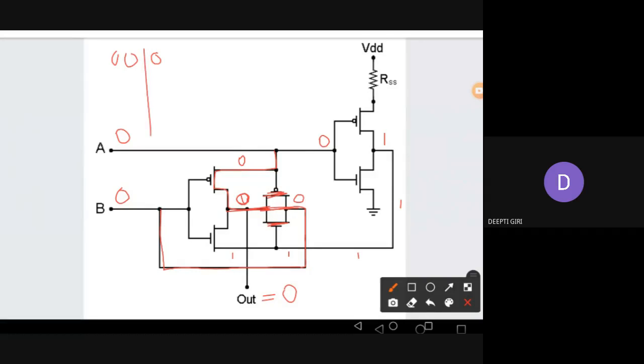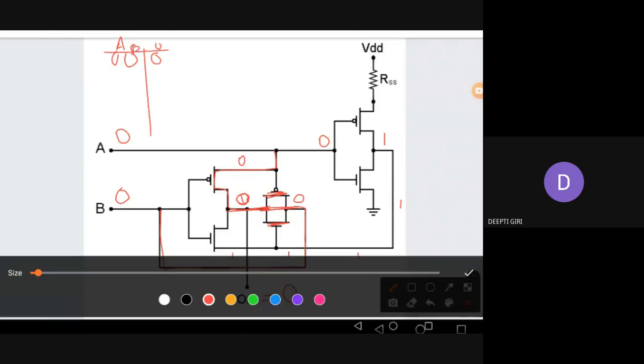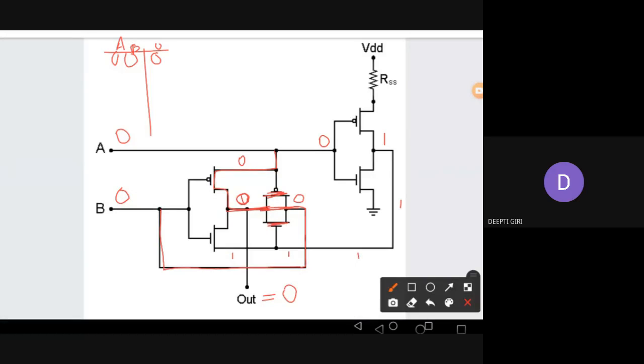First condition: A, B, out, so 0, 0, 0. Now let's give some other value. Let me make one bit high. Here, if I make the value of A 1 instead of 0, what will happen? Now this is 1 and output here is 0. So 0 is coming to all these initial ones. All these are zeros, right?